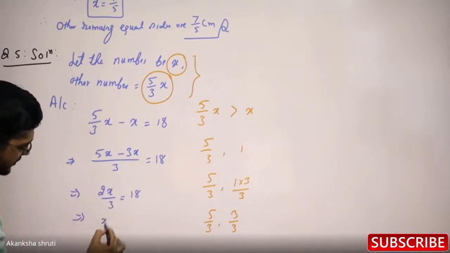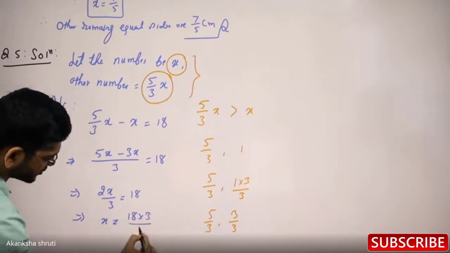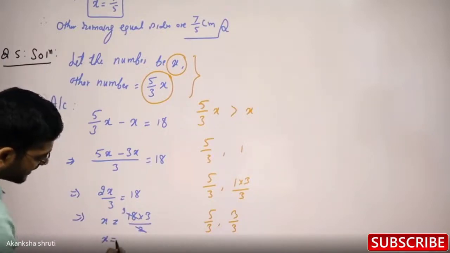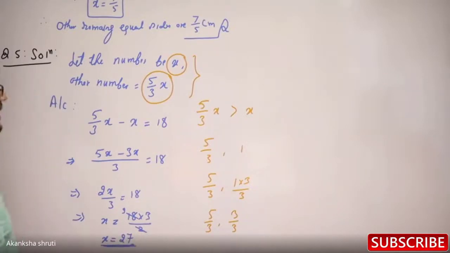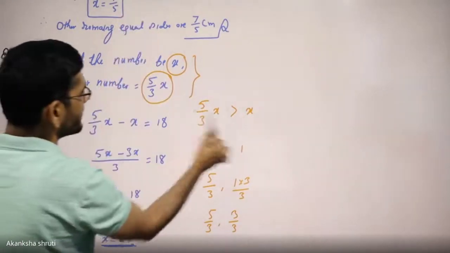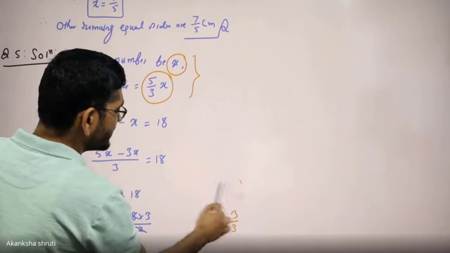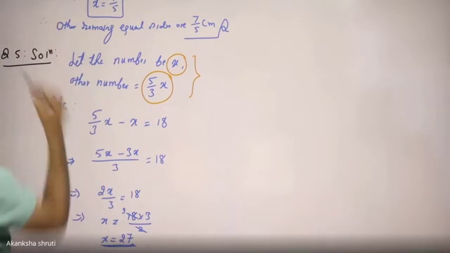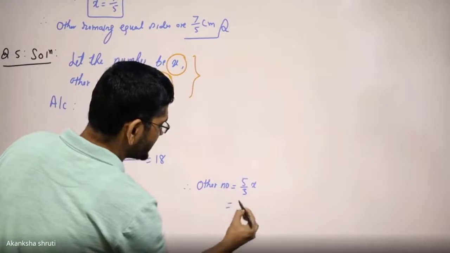Or go for the cross multiplication, it becomes 18 into 3, and this 2 will come in the denominator. 2 9s are 18, so the x value is 9 3s are 27. So this is the value of x, but we have to find both the numbers. So what will be the other number? For the other number, we need to find the 5 by 3 of this x. Therefore, our other number is 5 by 3x. So we need to put this x.